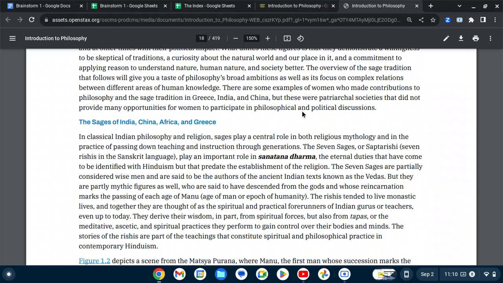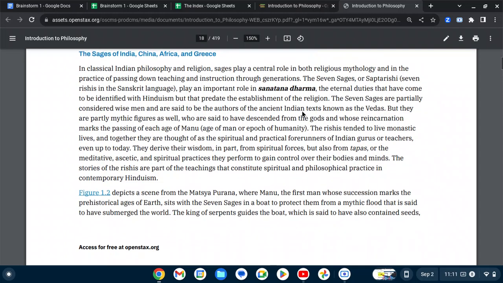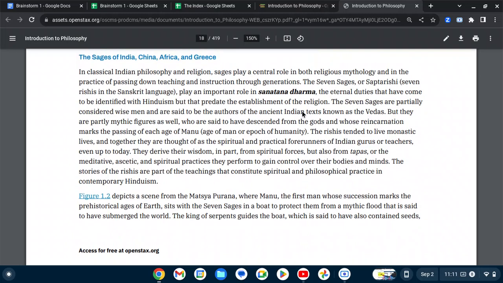There are some examples of women who made contributions to philosophy and the sage tradition in Greece, India, and China, but these were patriarchal societies that did not provide many opportunities for women to participate in philosophical and political discussions. The sages of India, China, Africa, and Greece.